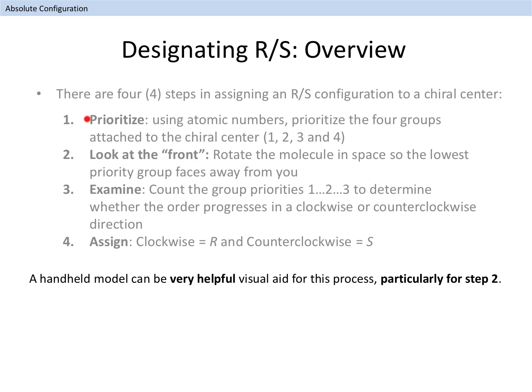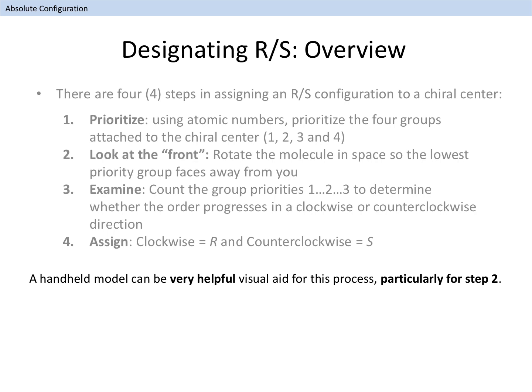Step 1. Prioritize. Using atomic numbers, prioritize the 4 groups attached to the chiral center. Label these groups as 1, 2, 3, and 4, with 1 being the group with the highest atomic number, and 4 being the group with the lowest.